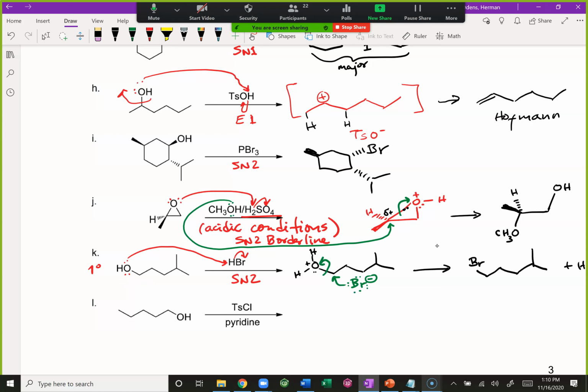All right. So the next one is simply protection of an alcohol. This is not an SN1, SN2, or E1 or E2. Simply just kicks the chlorine. And count your carbons. You have 2, 4, 5.